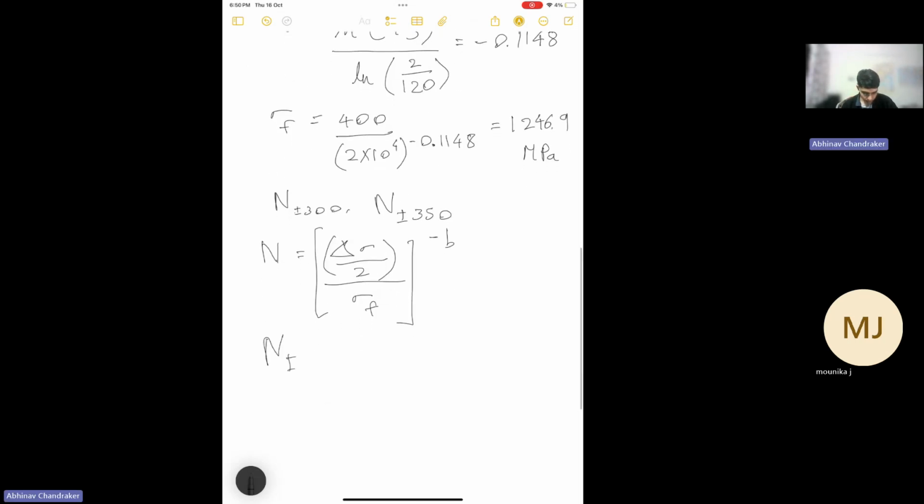So N for plus minus 300 megapascal equal to 300 by 1246.9 raised to... it should not be minus b, 1 by b, right? 1 by minus 0.1148.